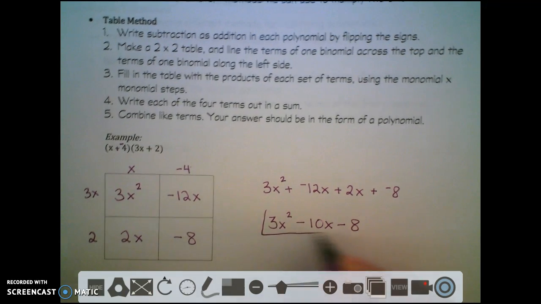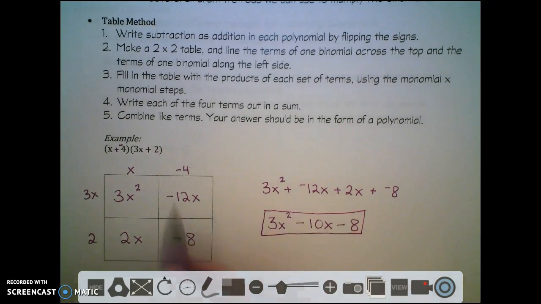So there's my answer. The table method allows us to line up our two binomials, create a chart here or a table, and then just add up all of our results and combine our like terms to simplify.